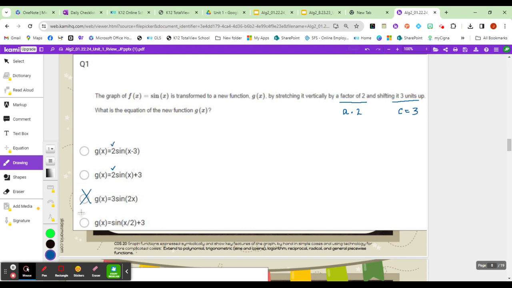So it would not be these last 2 because I have a 3 here and I have a 1 here. And then we need our C to be 3. C is always the number outside the equation, so we would pick the second answer.